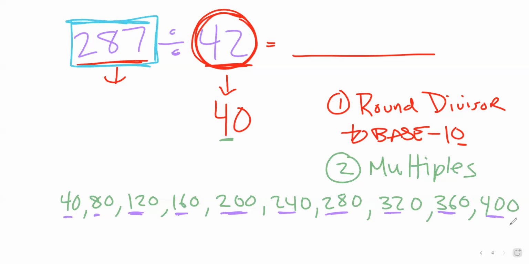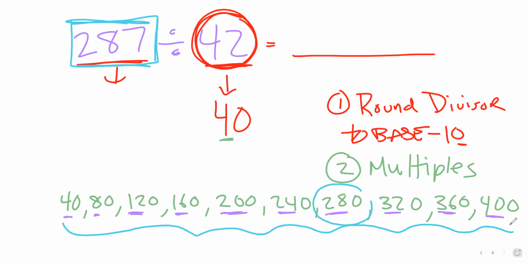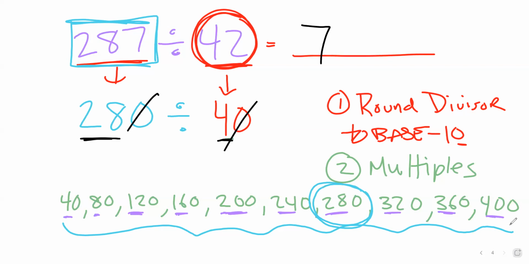And if I look at this list, I'm actually looking for a number that's compatible with 287. Like, 287 rounds to what number? And here it is, 280. So I can just say, oh, I'm going to round this to 280 because they're compatible. And then we can go back to the math we did yesterday, which is underline my non-zeros. So 28 divided by 4 is 7. Match my zeros. There are no other zeros, so there's my answer.